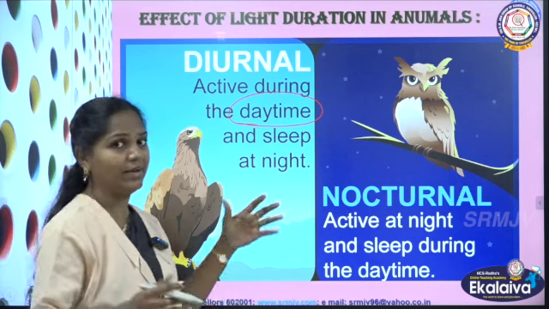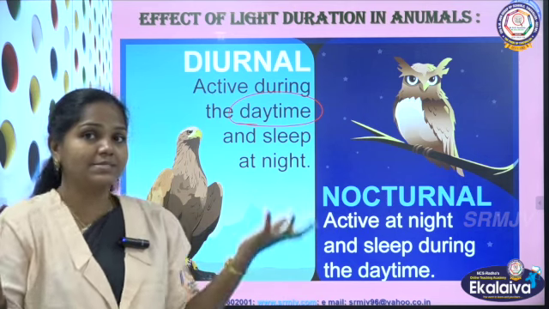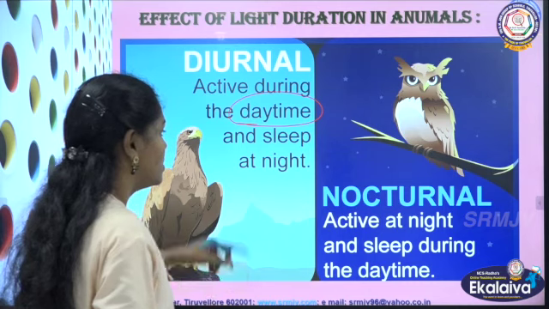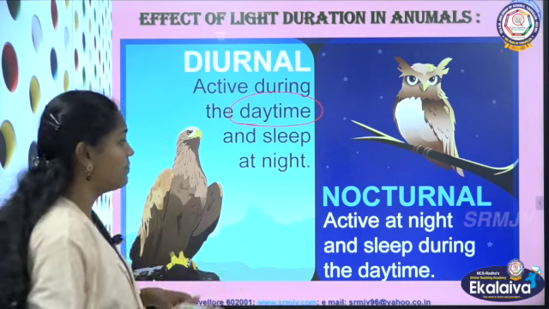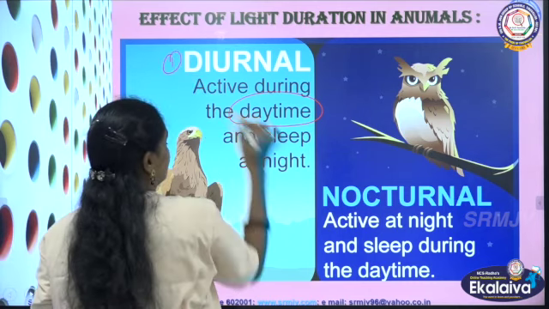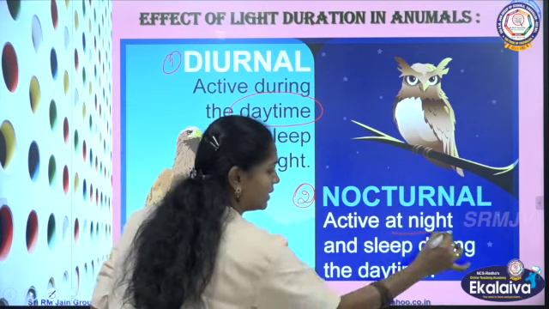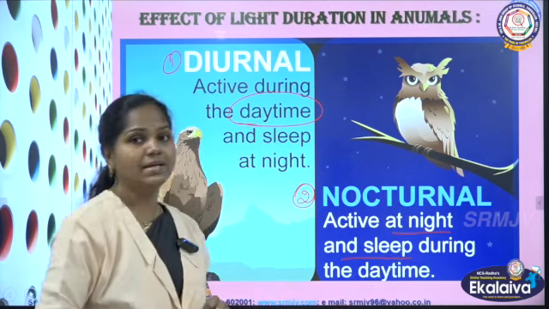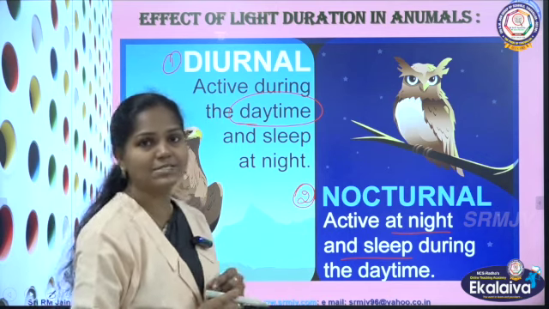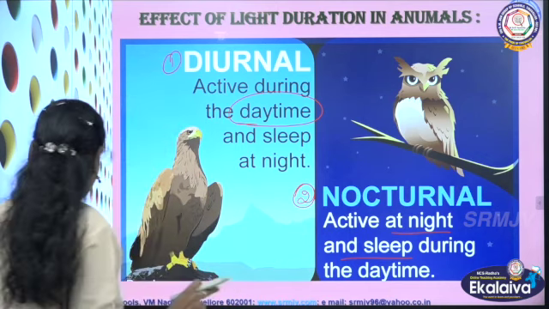So at night time they will go and sleep. We are the example. Okay, then nocturnal animals, when you see, this is the first one. Then the second one is nocturnal animals, which are active at night and sleep during daytime. Okay, the example is given here. So these are the first 2 types.